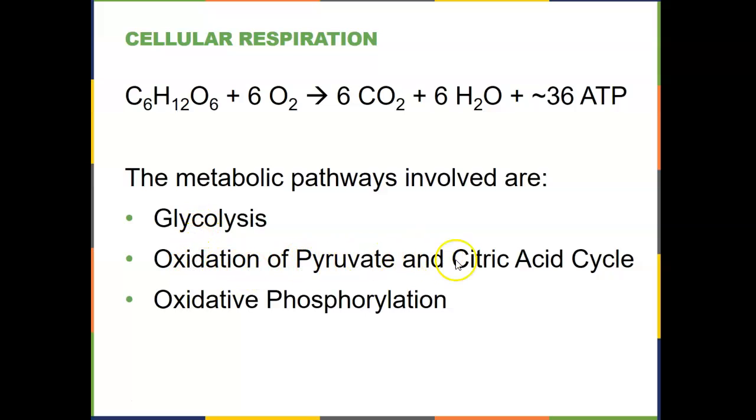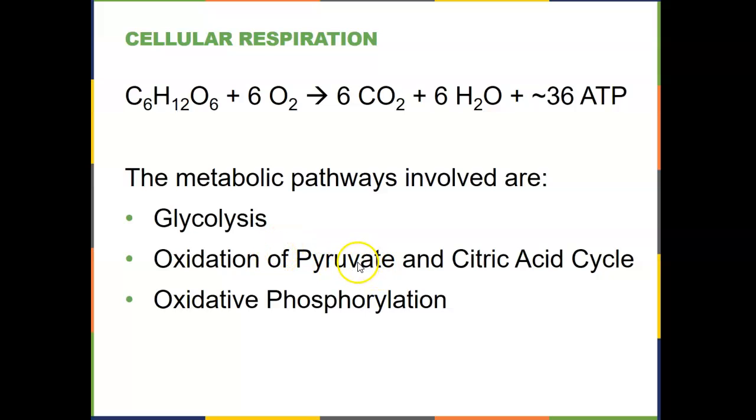Oxidation of pyruvate and the citric acid cycle. This is where we take what's produced in glycolysis and run it through another series of reactions. The product of glycolysis is pyruvate, or one of them anyway, a waste product of that. And we take apart that pyruvate molecule in a series of reactions called the citric acid cycle. We store a whole lot of electrons there. We store a few electrons in this process. We make a little bit of ATP here.